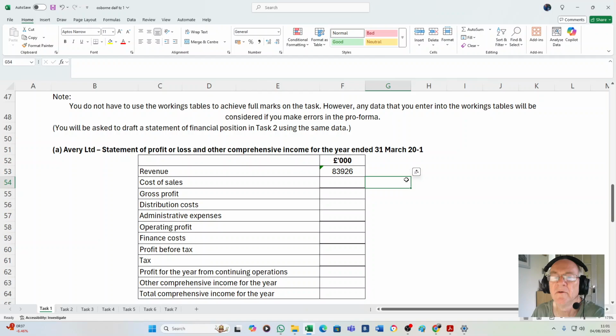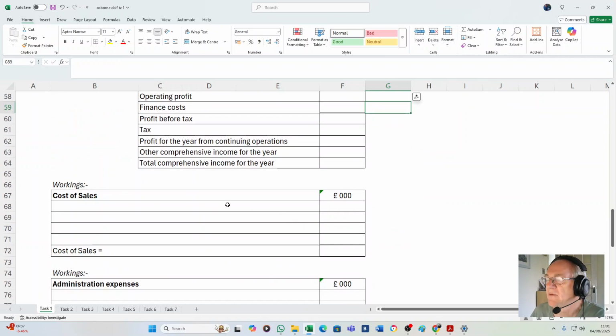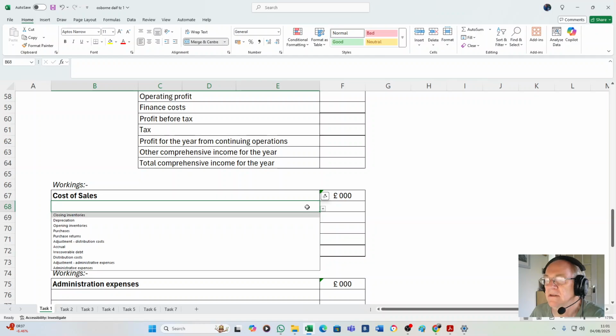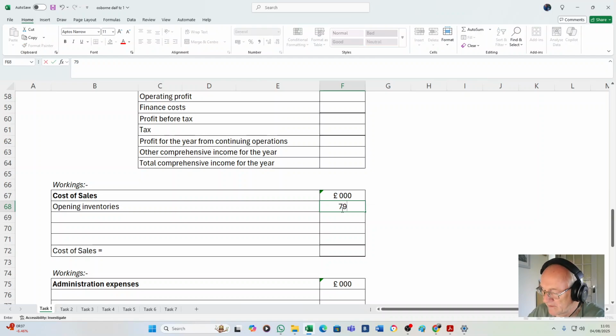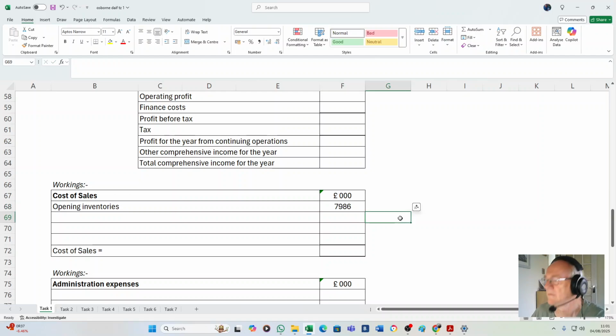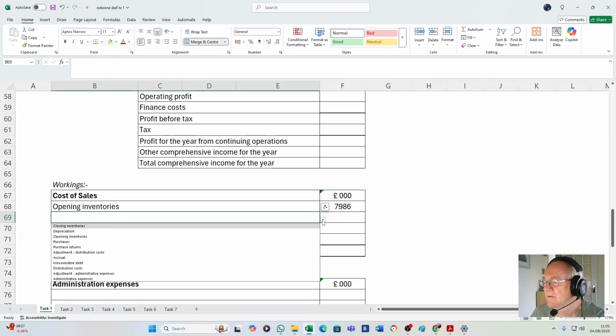However, we know we're always going to be working on cost of sales. So cost of sales, we'll have a workings out box, pretty much guaranteed to start off with opening inventory. That's the one that was in the trial balance, of course. We know that one, 7986. And then we've got our purchases.